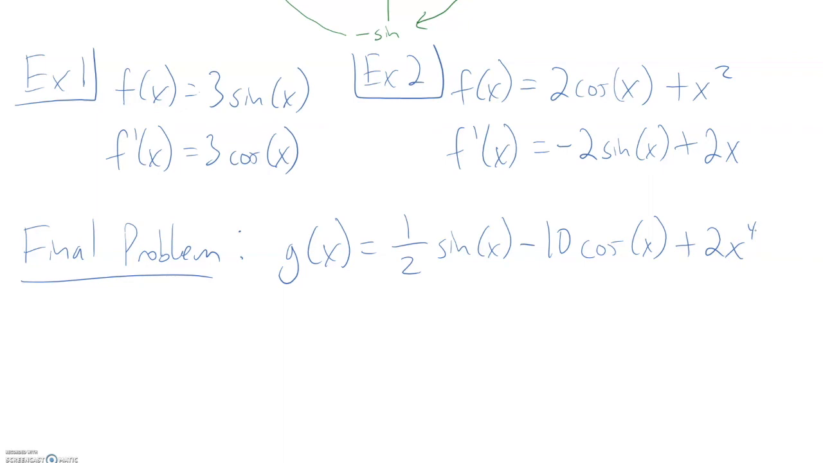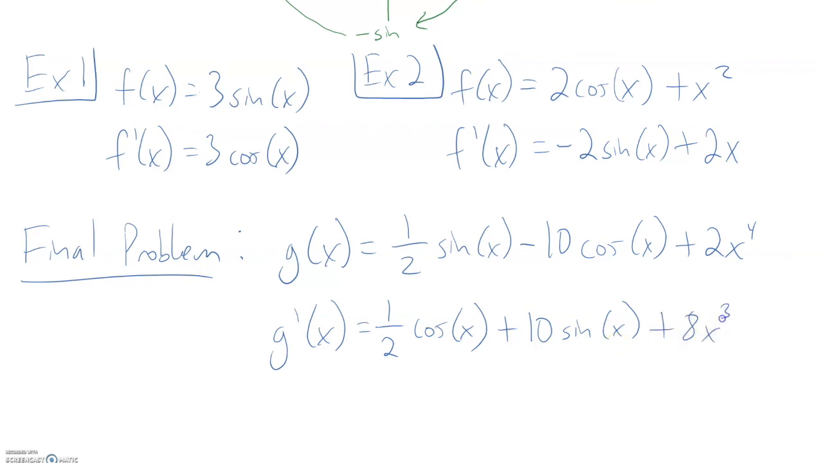So for this problem, 3 terms, 3 derivatives, and g prime of x would equal the derivative of 1/2 sine of x, which is 1/2 cosine of x, no sign change. The derivative of the minus 10 cosine of x, though, is going to have a sign change. Going from cosine to sine will change this to a positive 10 times the sine of x. And using the power rule on the last term, the derivative of 2x to the 4th is 8x to the 3rd power. And that is it for dealing with derivatives of sine and cosine.